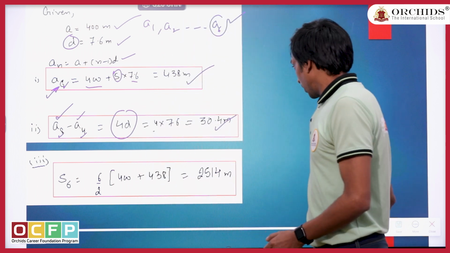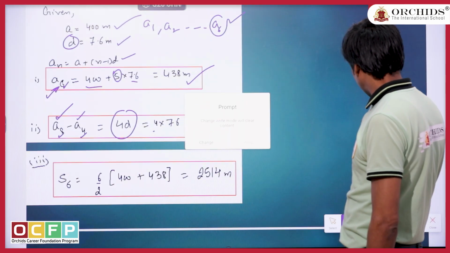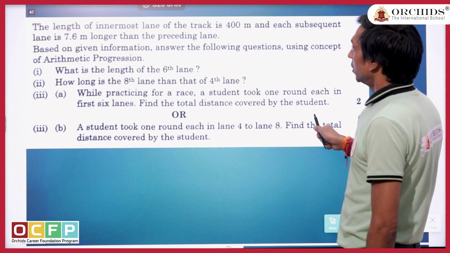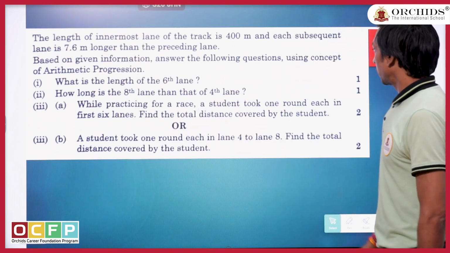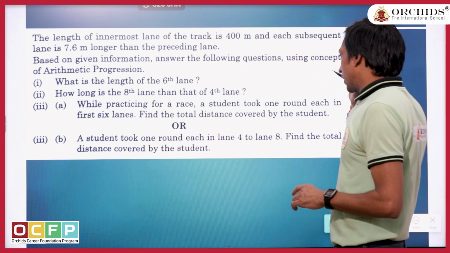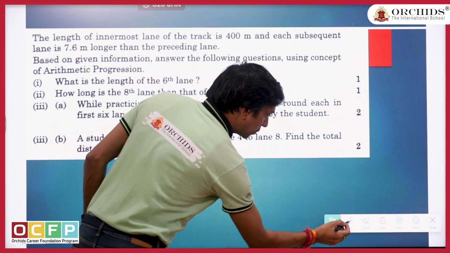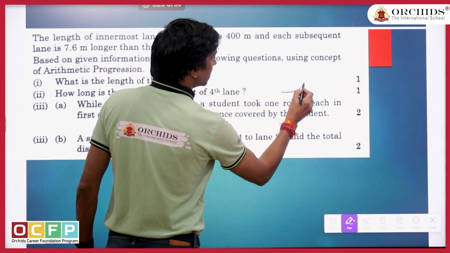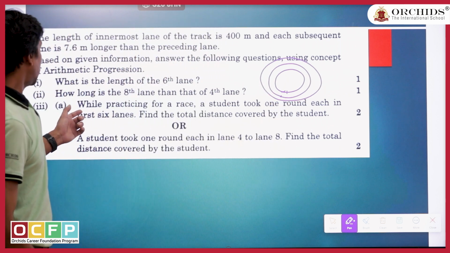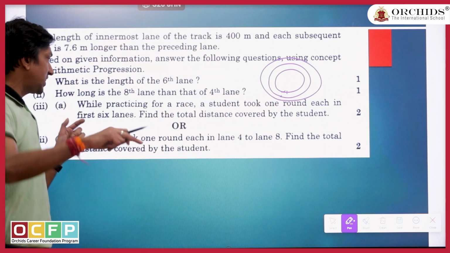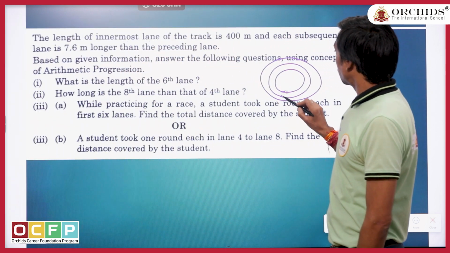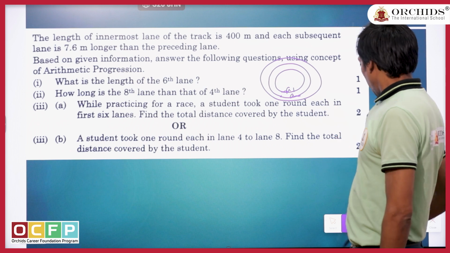Now let's see the second last part of this question. While practicing for a race, a student took one round each in the first 6 lanes. Find the total distance covered by the student. So what is the question in this case? They are telling the student covered one track, then moved to the second track, then the third track, like that. While practicing for the race, the student took one round in each of the first 6 lanes. That means they are interested in how much total distance is covered, means A1 plus A2 plus up to A6.